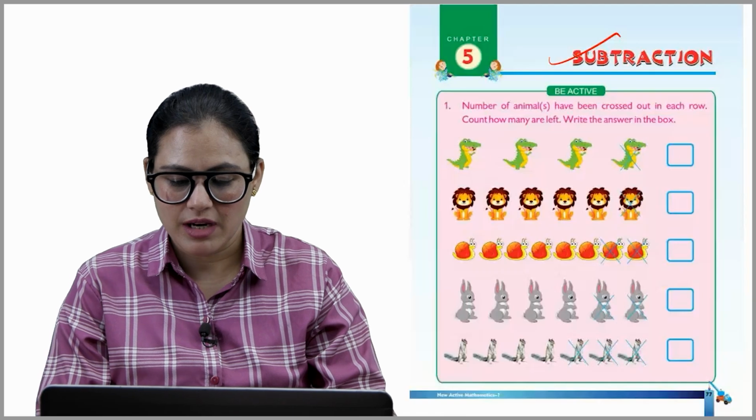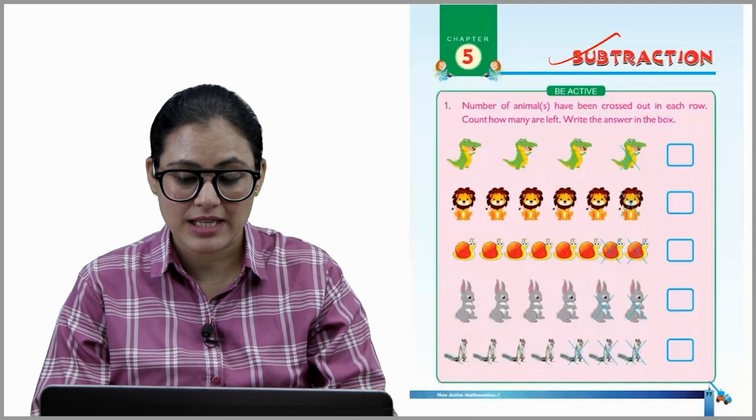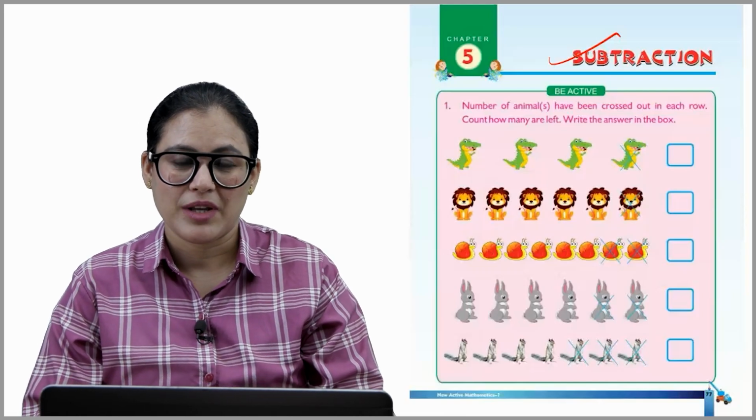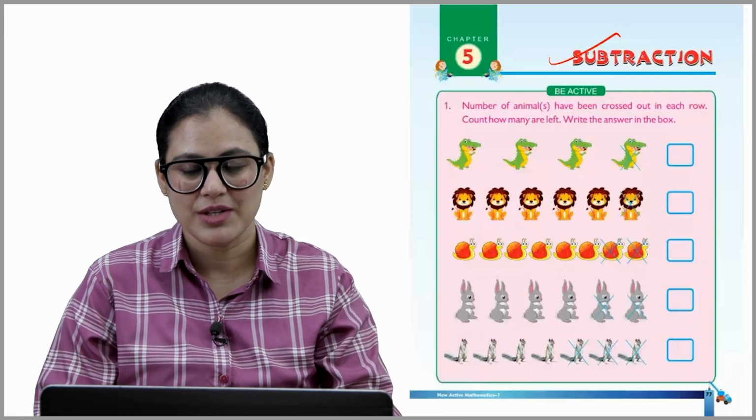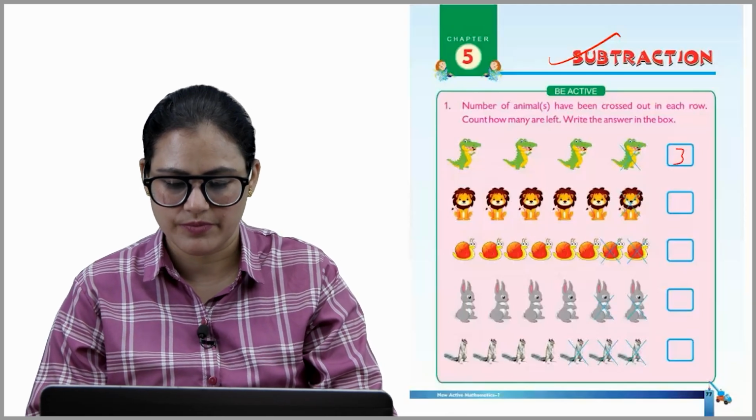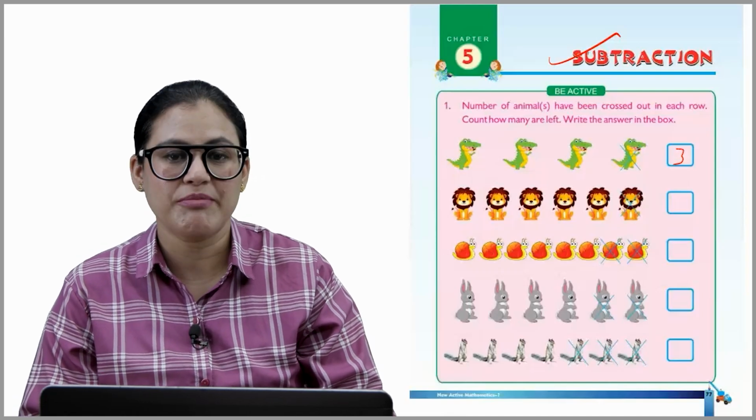See, there are 4 animals, 1, 2, 3 and 4. One has been crossed out. So we will not count this animal. We will count the remaining animals. So let's count 1, 2, 3. So you will write 3 in this box.